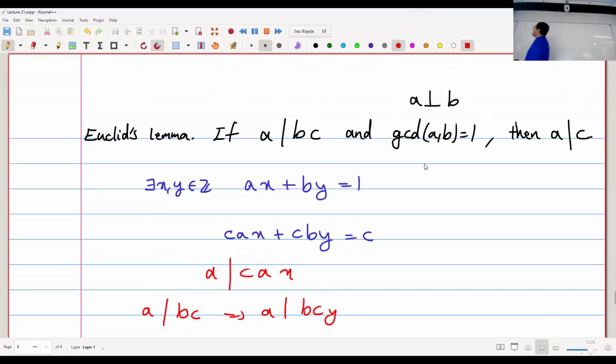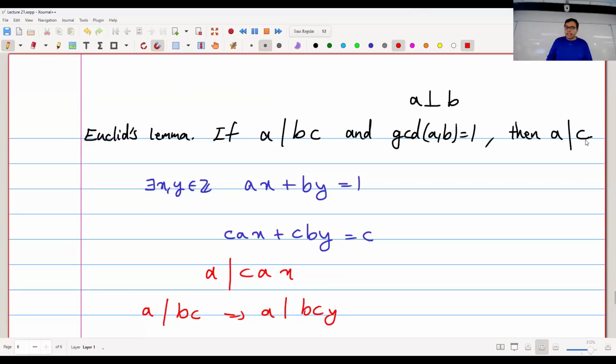Great. So let's just get the intuition behind this. I'm saying that if A divides B times C and A and B are relatively prime, the reason that A is dividing B times C only has to do with C. It's because A divides C.